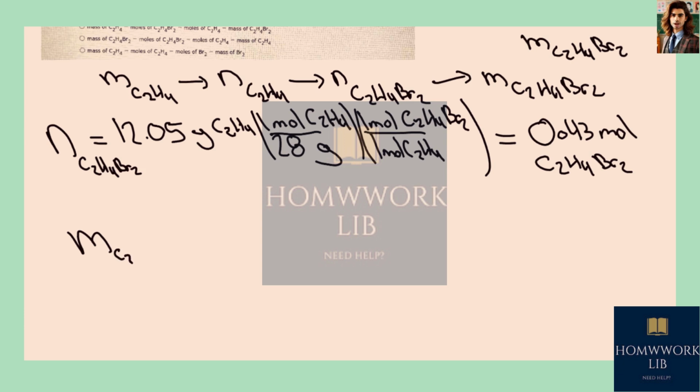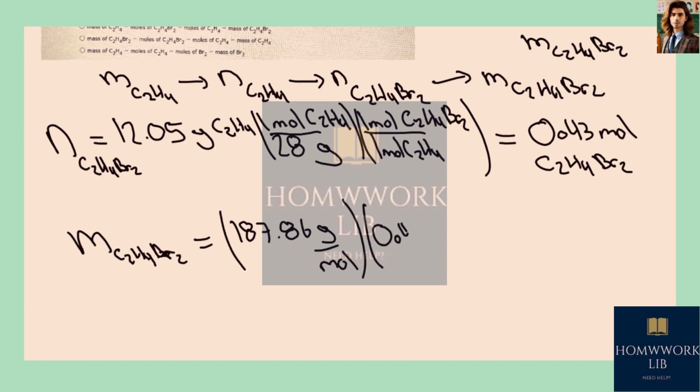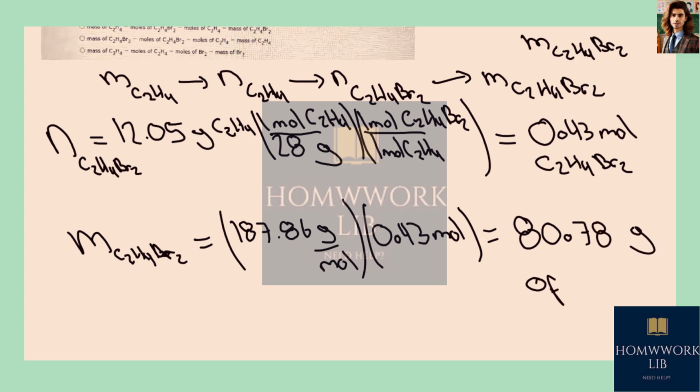And now, this is going to be the amount of moles of the product that we desired. And now to calculate the mass, we simply need to multiply by the molecular weight of this compound. This compound is going to have a molecular weight of 187.86 grams per mole. And when we multiply this by the amount of moles that we have, we're going to get the mass of our product, which is going to be equal to 80.78 grams of C2H4Br2. So these are going to be the amount of moles and the mass of the product generated from 12.05 grams of C2H4.